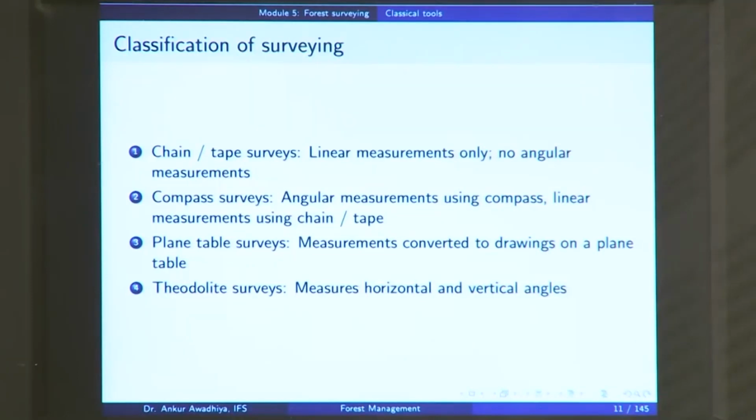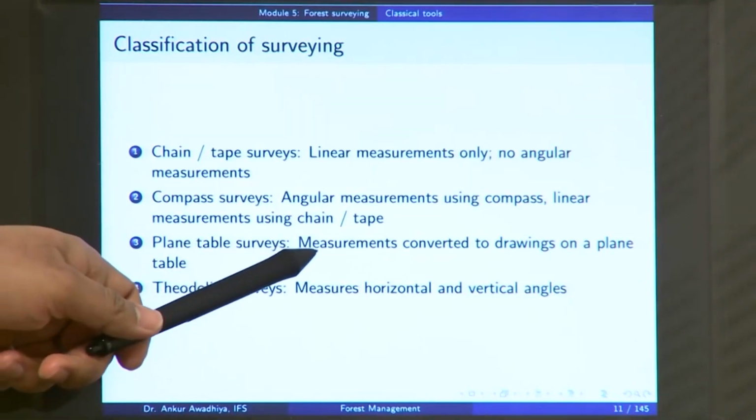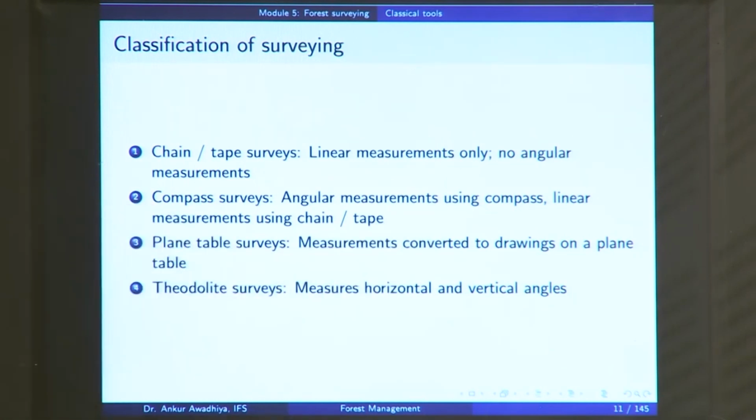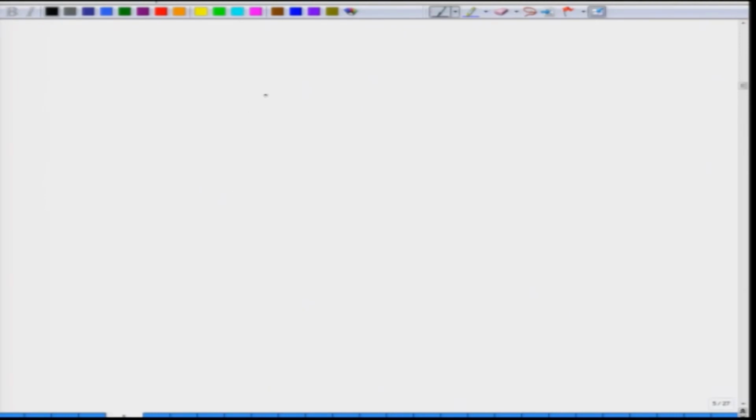Now, the third survey is known as a plane table survey, in which case you take measurements which are converted into drawings on a plane table. Now, what we do in the case of a plane table survey is that we take measurements from two positions. So, here you have your region, and so let us call it A, B and C.